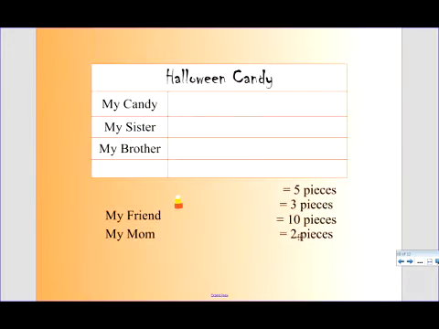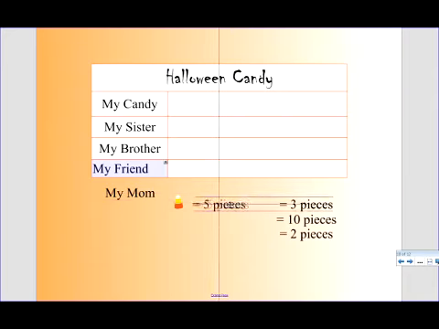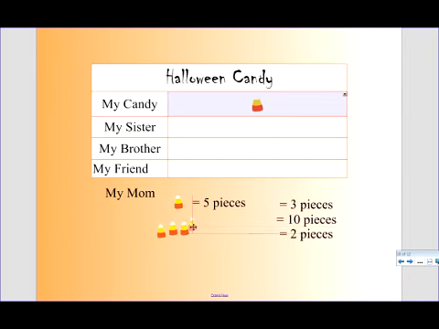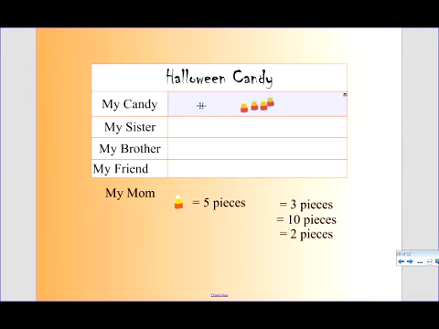So here's what you do. Guess about how much candy you got, how much your sister got, how much your brother got, how much your friend got. And what you do is you just say, well, I want my candy to equal 5 pieces. Well, we better make 5, 10, 15, 20. And then we take those 4 pieces and we put them up here, and we got 20 pieces of candy. Well, that's what I'd like you to do.